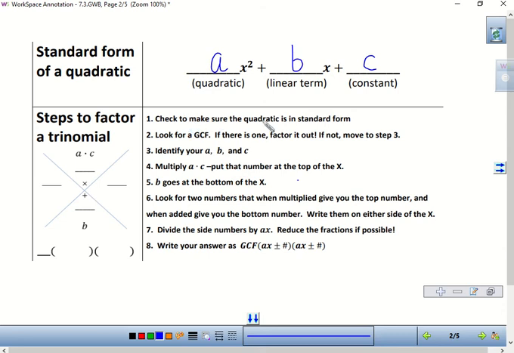Step 1 is to check and make sure the quadratic is in standard form. Step 2: look for the GCF. If there is one, factor it out. If not, move to step 3. Identify A, B, and C. Multiply A and C, and put that number on the top of the X. B goes at the bottom of the X. Look for two numbers that when multiplied give you the top number, but add together give you the bottom number, and write them on the two sides. And then divide each side number by A, not AX, but just A, and reduce the fractions if possible. So you're not really dividing the side numbers by AX, you're just dividing them by A, okay?